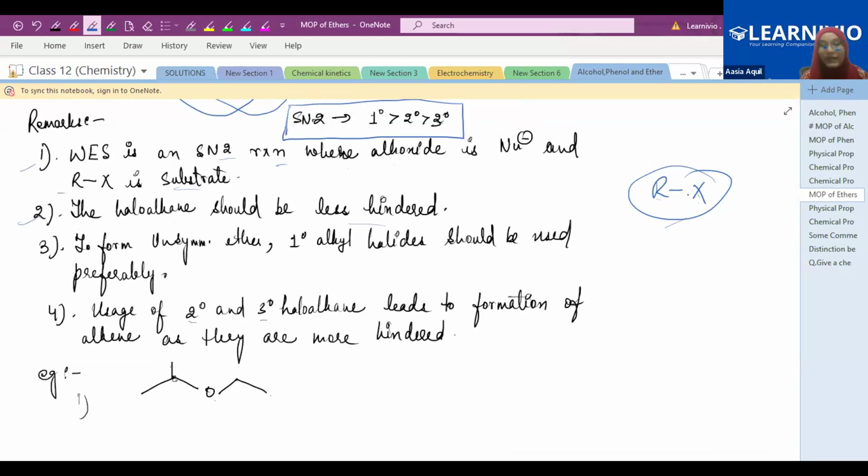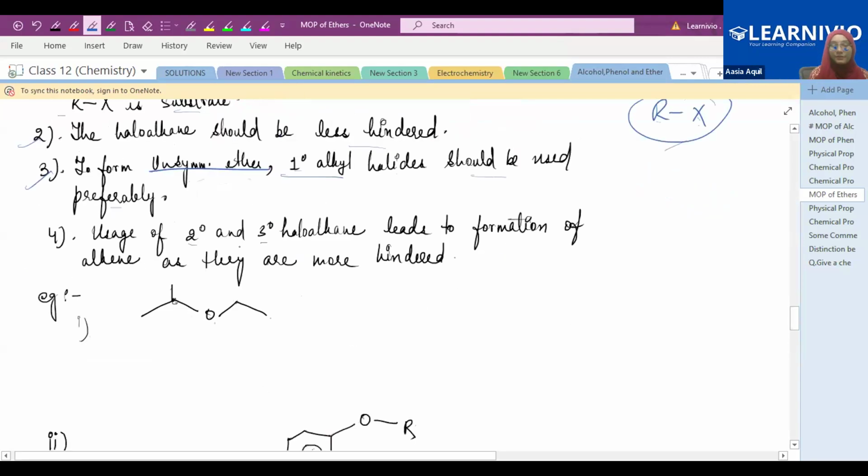So that's why, to avoid this, you should prefer only primary alkyl halides, which should be less hindered. Okay, so the haloalkane should be less hindered. Third point, to form unsymmetrical ether, you should prefer primary alkyl halide, because it is less hindered.